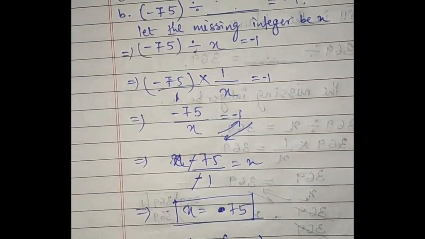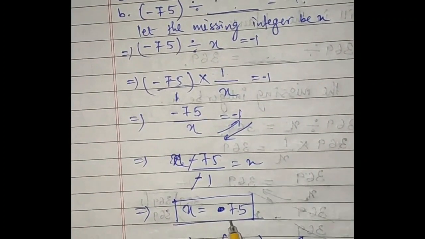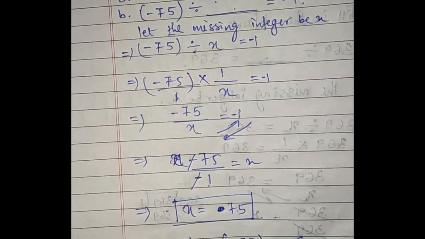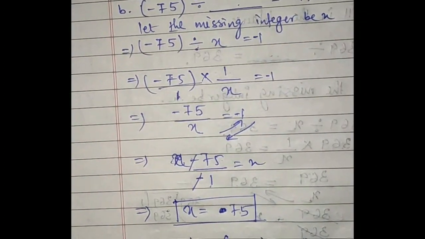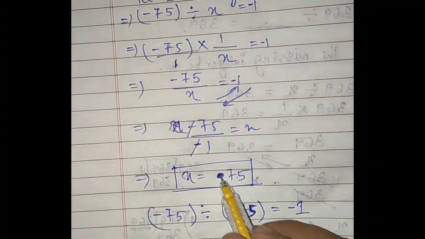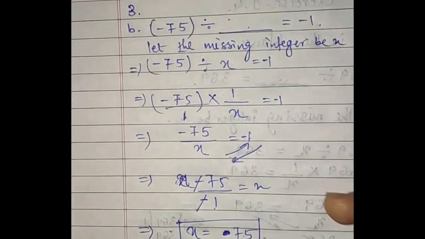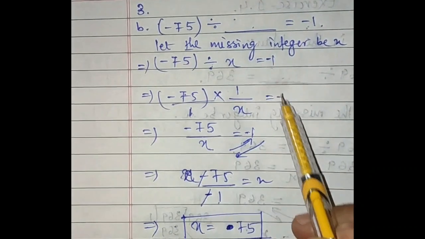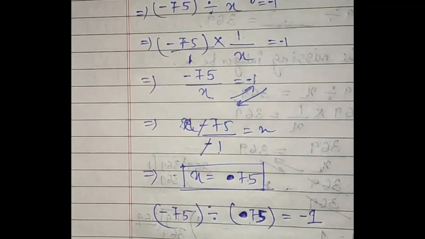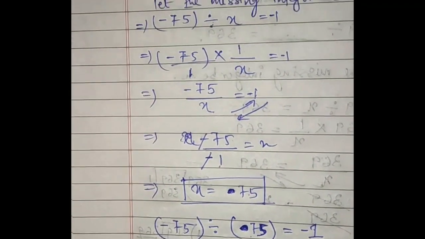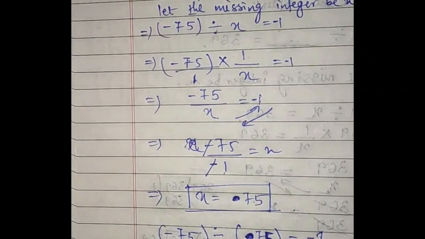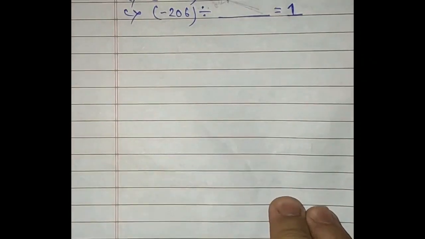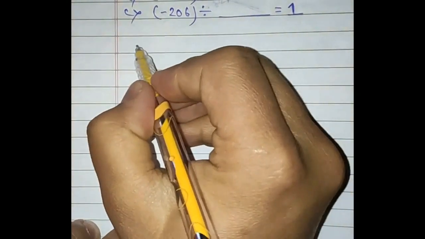Alright. So the answer is, your x value, or the fill in the blanks, will be filled by 75. I hope you are clear, right? There will be no minus if you have minus 1 in the question. If there would be no negative sign, then your answer would be in negative sign. Alright, I hope this number B is also clear. Let us proceed to number C question, let us solve.